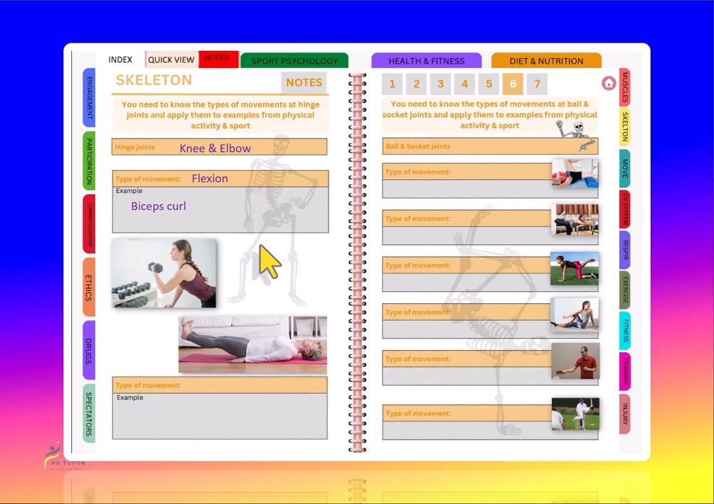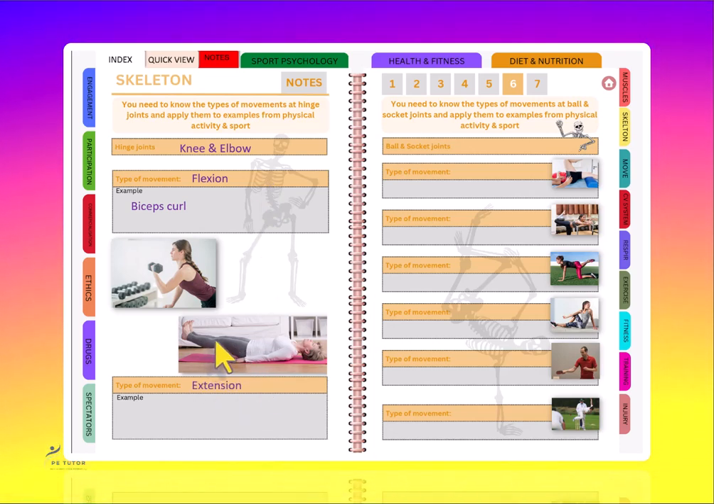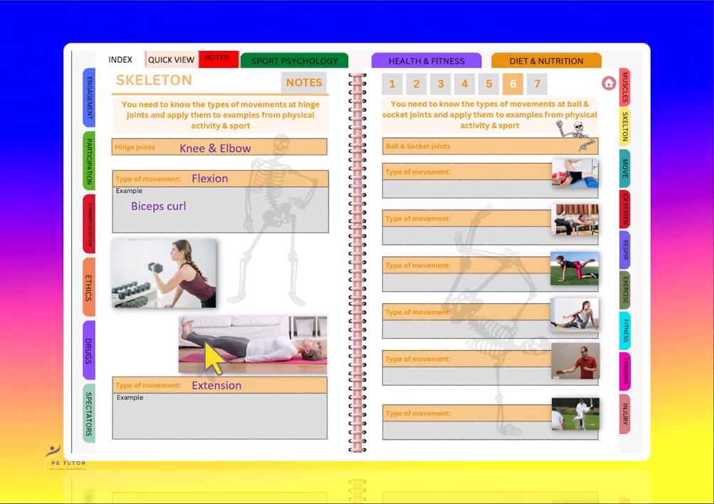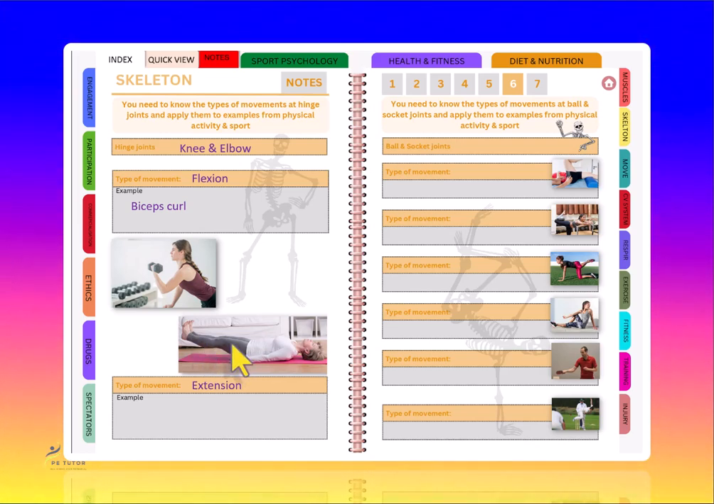Okay, so the other movement is extension. If we look at the knee here for this one, what we're doing is straightening, in this case, the leg. If it was extension of the elbow, we'd be straightening the arm. So if flexion is making the angle smaller, then extension is making the angle at the joint bigger or increasing it. And this one here, you can see she's pretty much got it as full as she possibly can. So extension is increasing the angle at the joint.